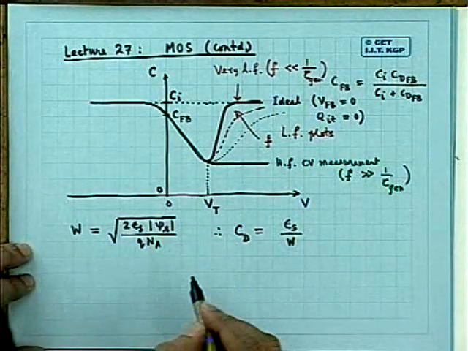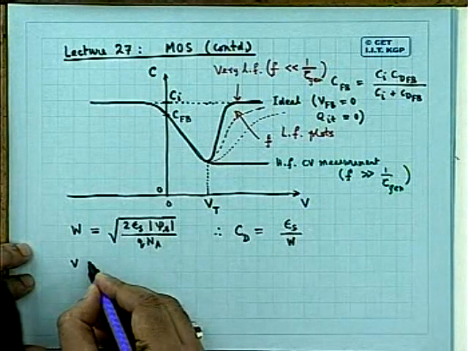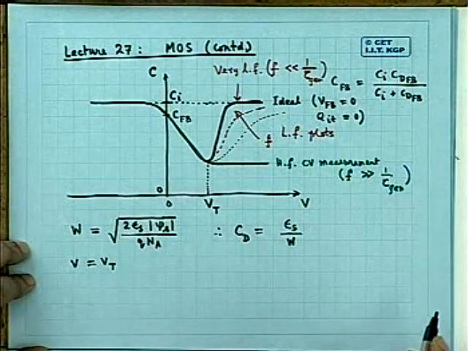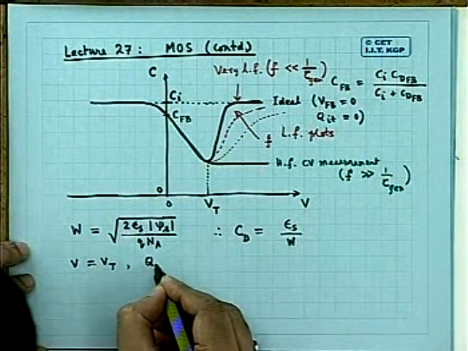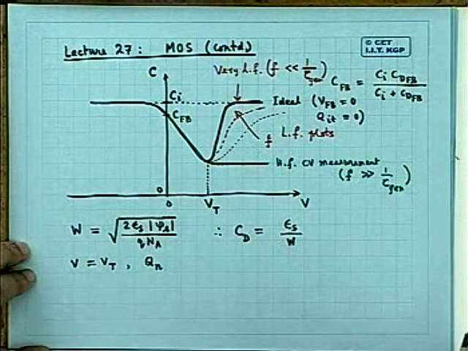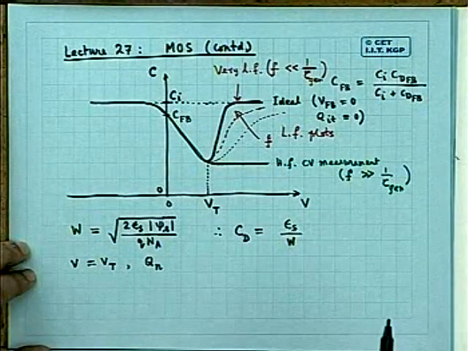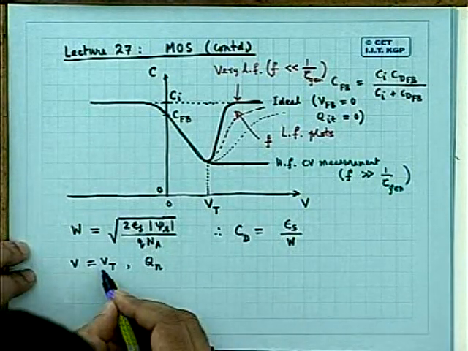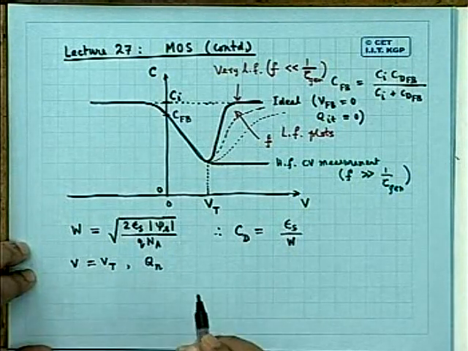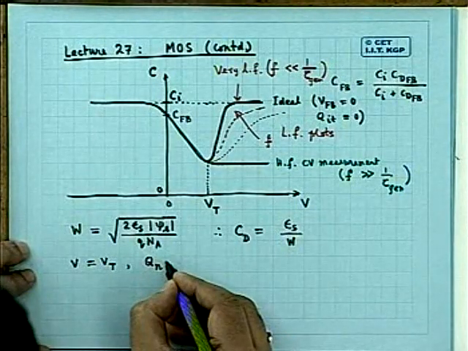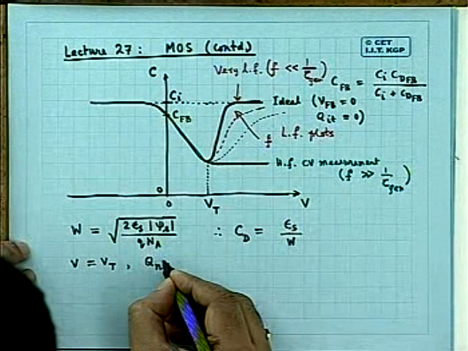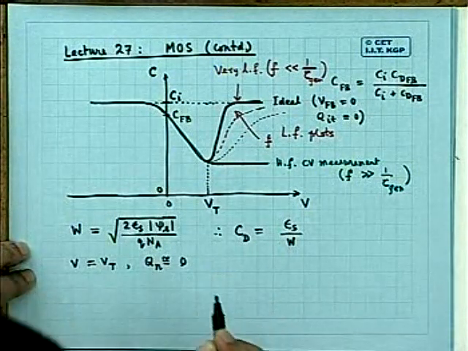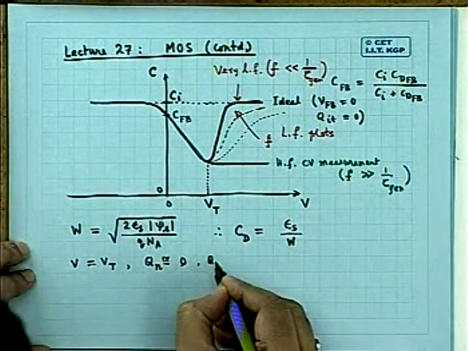Now, what happens when V is equal to Vt? Qn, the inversion charge density, is just formed, isn't it? We have assumed that for V less than Vt, Qn is 0, but now it just tends to form. That means I can say it is just 0 but slightly more than 0, or Qn is very small.